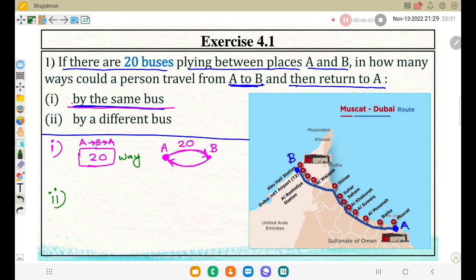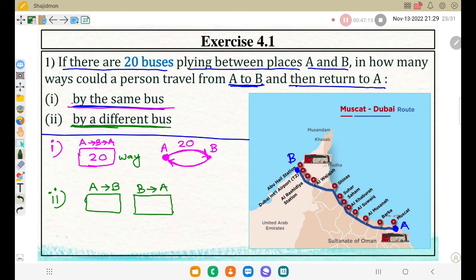Okay, second question. What you need to do: go from Muscat to Dubai, A to B. You want to go with one bus, but return by a different bus. That is the question. He wants to go on one bus, and on the return he cannot take the same bus. He should take a different bus. So how many ways can he go? From B to A, when he is traveling, he cannot use the same bus.